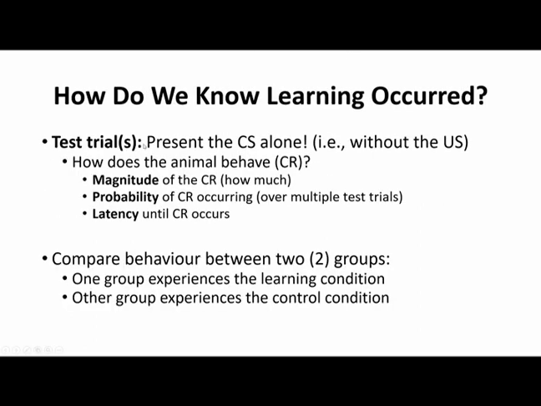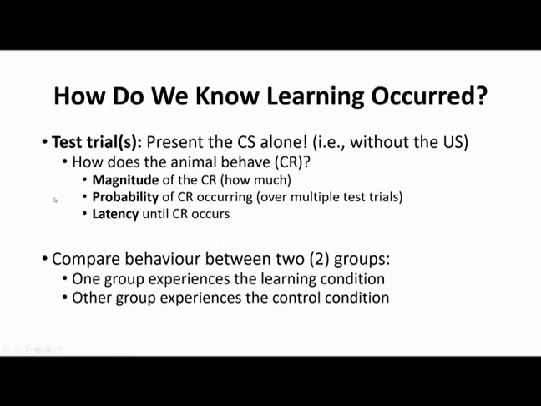Okay, so how do we actually know that learning has occurred? I think I might have mentioned it in the past, but we're almost always going to see training followed by testing. And the testing usually occurs in extinction. Basically, you're going to present the conditioned stimulus alone, where it isn't followed by the unconditioned stimulus. Because we want to see how does the animal behave to just the conditioned stimulus. So what is our conditioned response? And it's really hard to get a clear picture of that if we're still presenting that unconditioned stimulus as well.